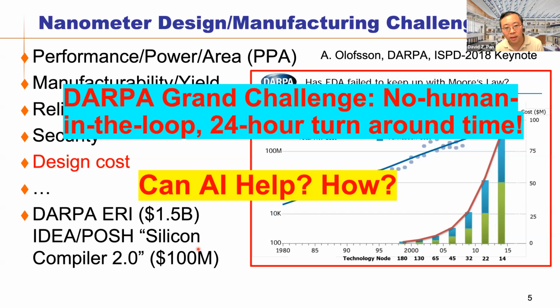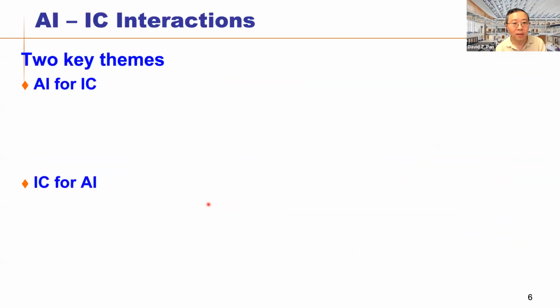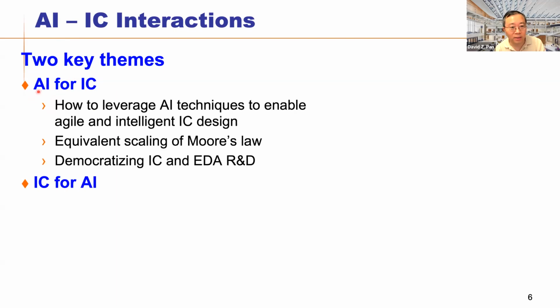And in the entire process, of course, hopefully AI can help, right? AI, machine learning, they can do prediction, and they can also do acceleration, and so on and so forth, right? So my talk today will be based on two main things to address this AI and IC interaction. So on one hand, when I say AI for IC, essentially, how do we leverage the recent AI techniques to enable agile and very intelligent IC designs, so that we can get equivalent scaling of Moore's law?